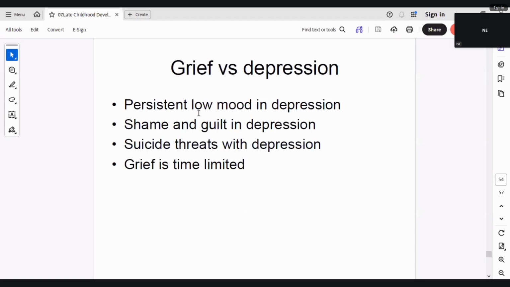If you have persistent low mood, that's more in depression. Shame and guilt are seen more in depression. Suicide threats are seen in depression. Okay. Somebody who's going through abnormal grief will have persistent low mood. So this is above and beyond grief. If they're feeling suicidal, that's above and beyond grief. And so here, it's not something that you're going to wait out.